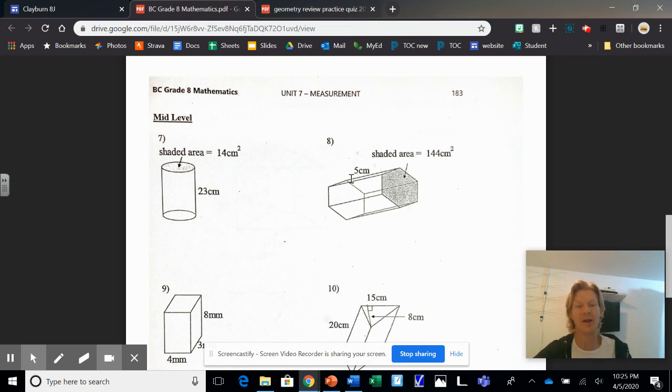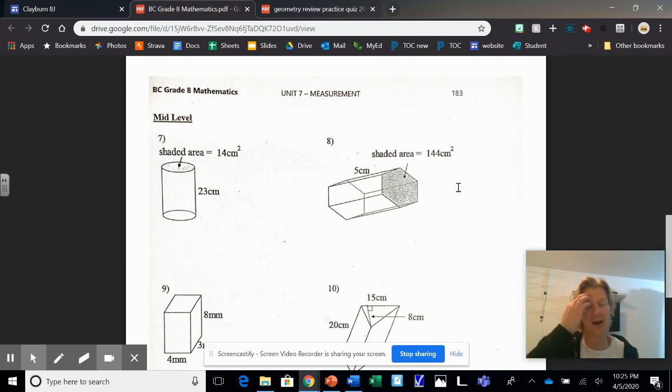And it doesn't matter if we call it the depth or the height. Depends if it's standing on end or laying on its side. This times this, and then I'll get whatever that equals. I'll figure it out for you right now. 144 times 5 is 720 centimeters cubed.